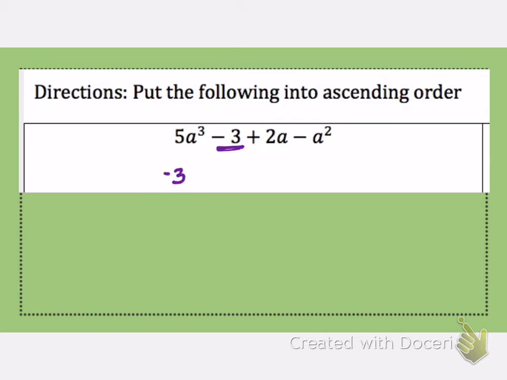Then we look at the powers of a, and our lowest power of a is 1, so that's plus 2a. And then we have a squared, so minus a squared would be next. And then we have the a to the third, so plus 5a to the third.